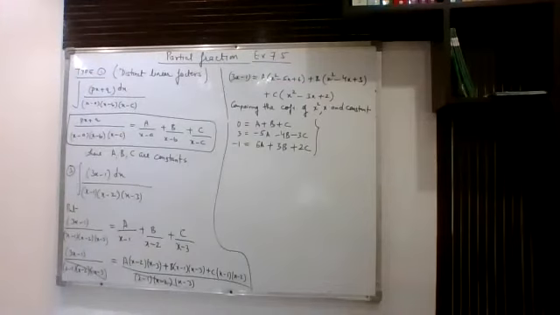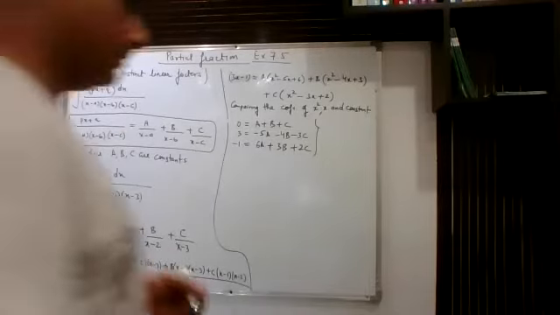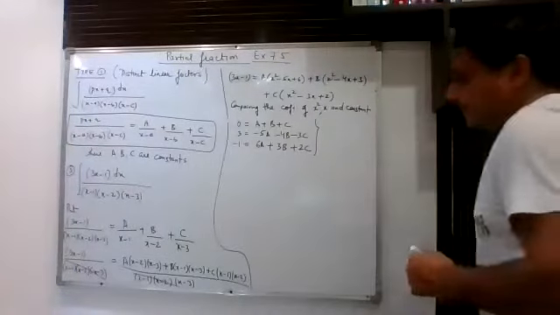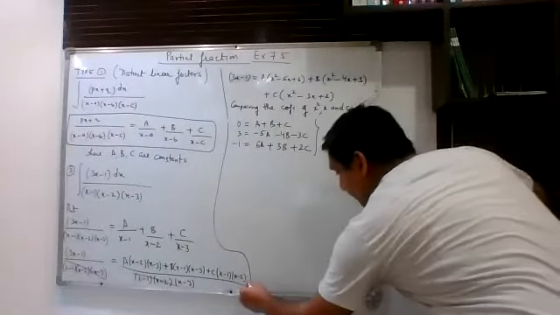Now, after this, let me tell you that shortcut method by which you can get the value of a, b, c. So we will not solve these equations simultaneously. Now, the shortcut method goes like this. Let me call this as equation number 1.